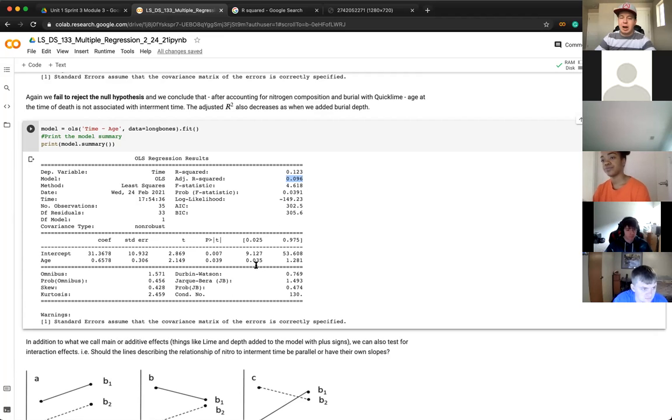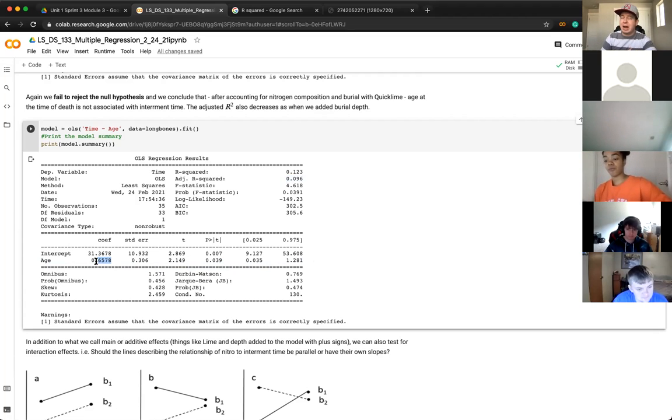So when it's included on its own, it may appear significant. However, the things that age says about interment time are also already captured by lime and nitro, right? Which is why we include lime and nitro. They soak up almost all of the effect of age, and it becomes insignificant, right?